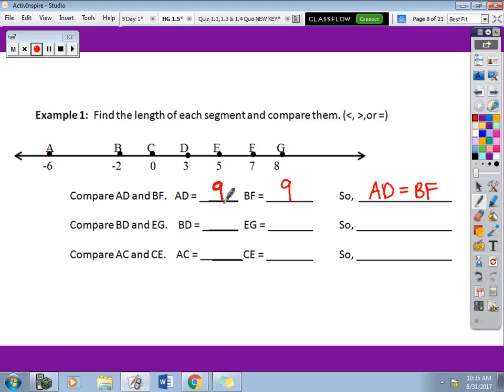Okay, pair share with your partner. See if you guys agree on your numbers and your symbols. If your partner's absent, you guys can do it together.